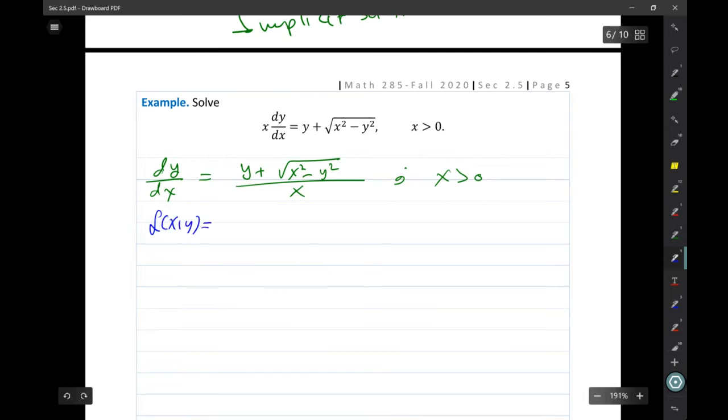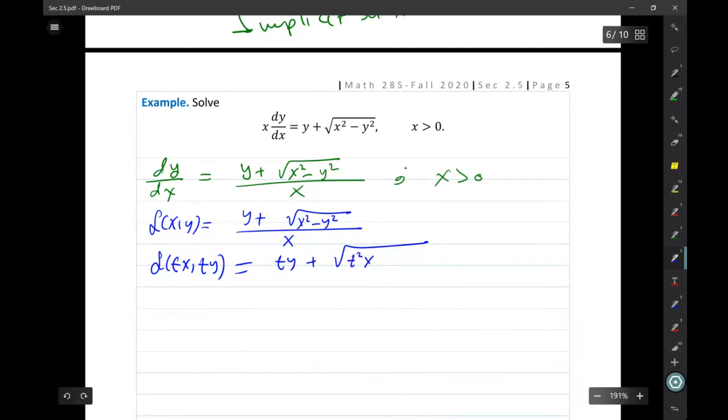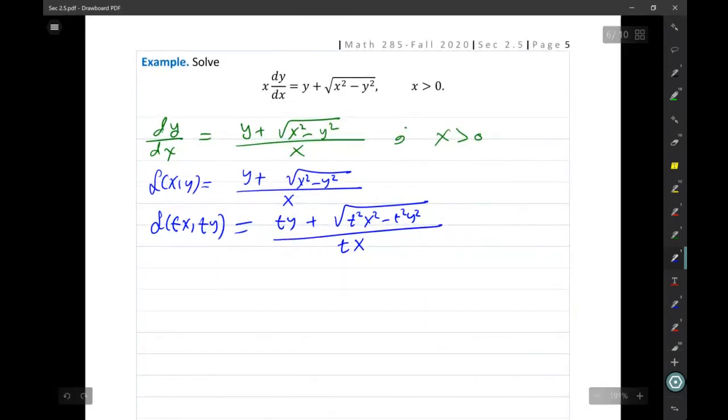The function f of x y is equal to y plus square root of x square minus y square over x. Now f of tx ty equals ty plus square root of t square x square minus t square y square, all of them divided by tx. Now how will I decide this one?